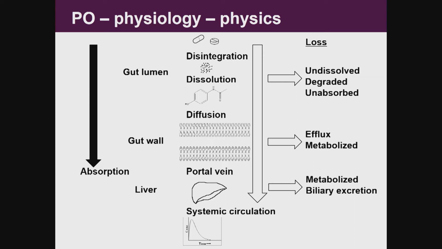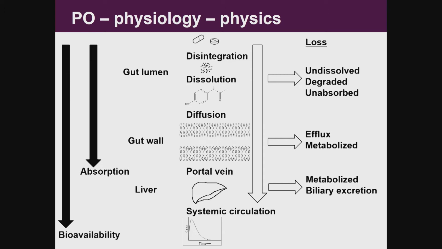Now, absorption is commonly considered to take place between the dosing form and reaching the portal vein. But for oral bioavailability, it also includes this step of getting past the liver, the first time that each drug molecule has to make it past the liver. And so this is called the first pass effect.